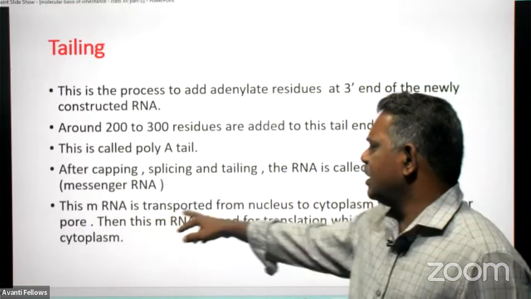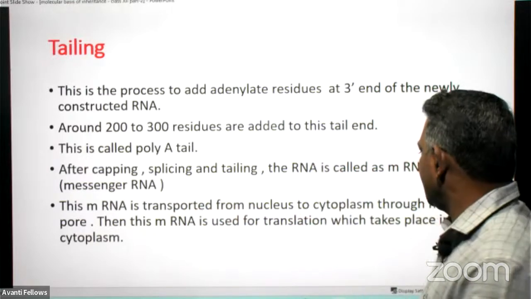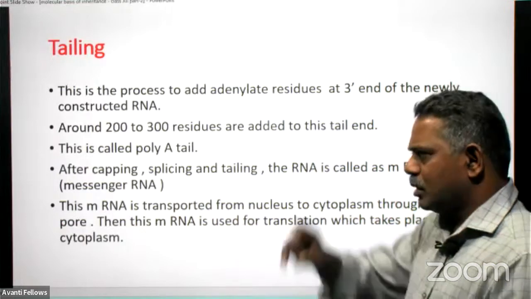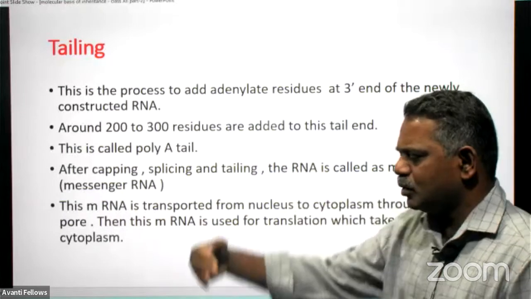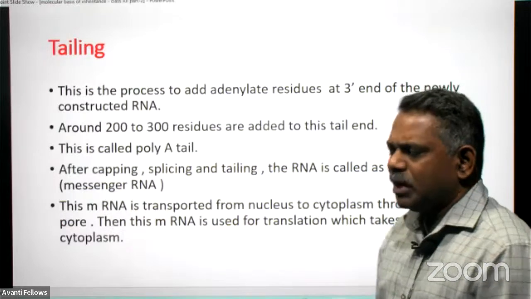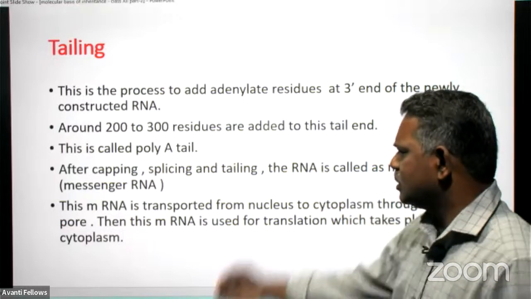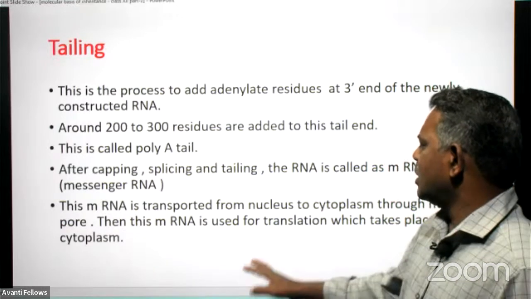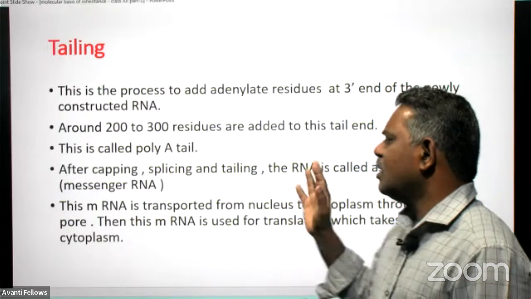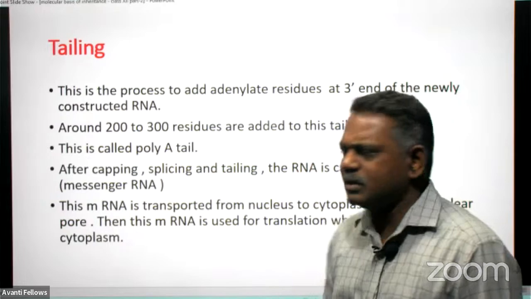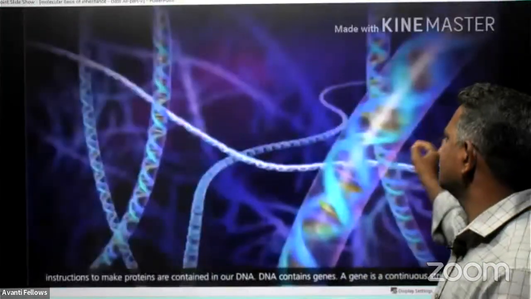And this mRNA is transported from the nucleus to the cytoplasm through a nuclear pore. So many pores are there in the nucleus, the annulus. Through these nuclear pores only, this matured RNA produced or processed in the nucleus is taken to the cytoplasm, and this mRNA is used in the cytoplasm for the real process of protein synthesis. That we call the translation process, right?